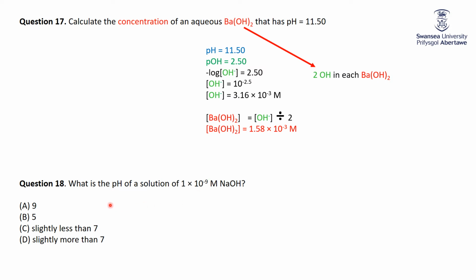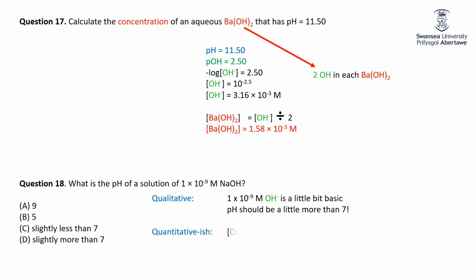However, what they're not doing there is they're not thinking it through. So let's think about it in two ways. First of all, qualitatively. Well, it's a base, okay? But it's only a teeny little bit basic, 1 times 10 to the minus 9 molar. So therefore, it's only going to be a teeny little bit more than 7. So answer D.